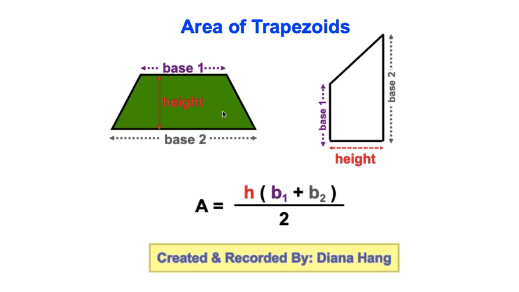I shaded one trapezoid in green to represent the area. The area formula of a trapezoid is the height times the quantity of the sum of both bases. B sub 1 represents base 1, B sub 2 represents base 2. Then divide by 2. Let's take a look at an example.